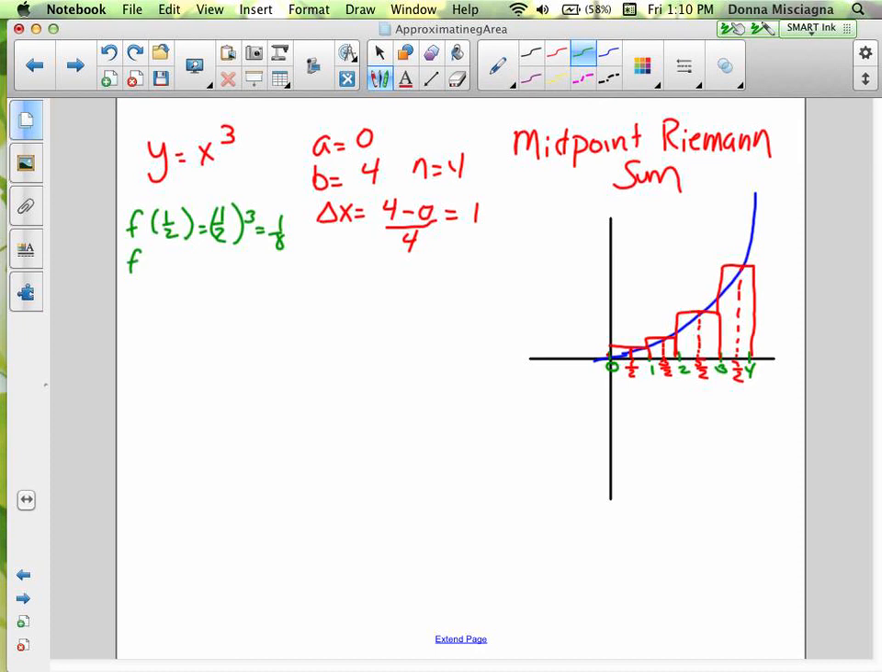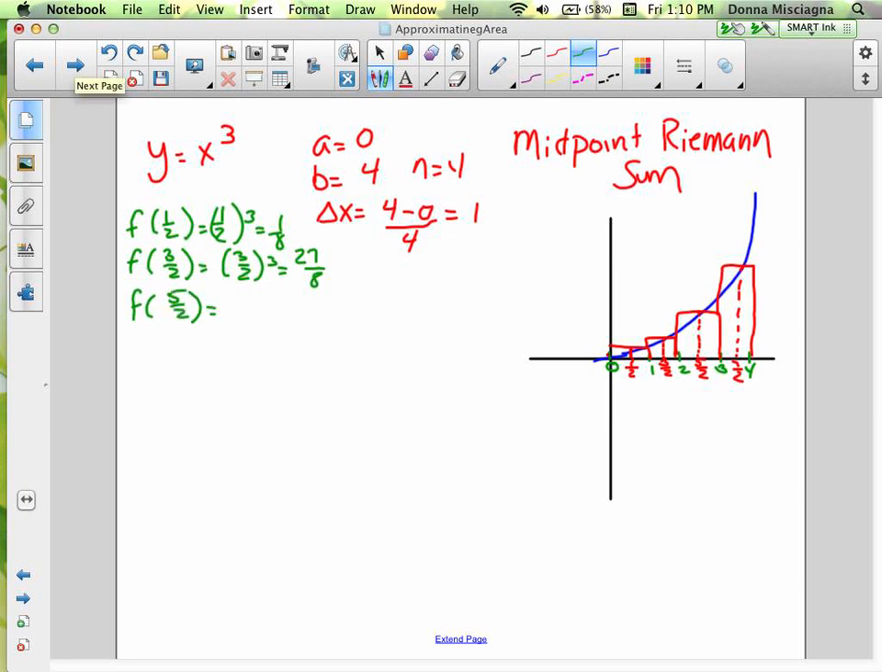F of 3/2 is 3 halves cubed, which is 27/8. Well, one nice thing, they're going to have a common denominator. So that's one thing I don't have to do.